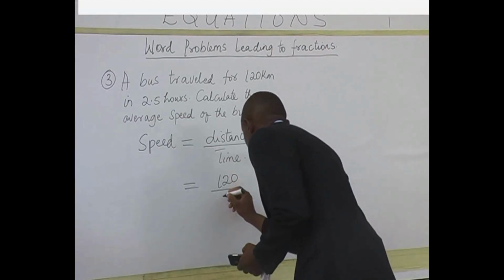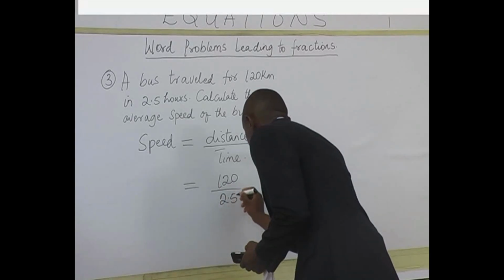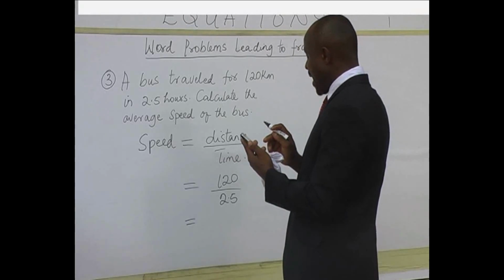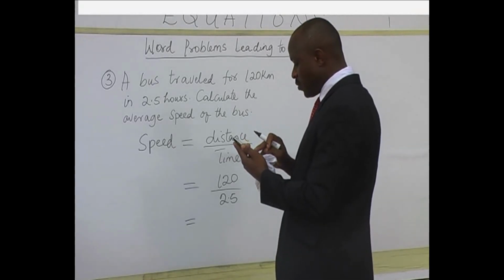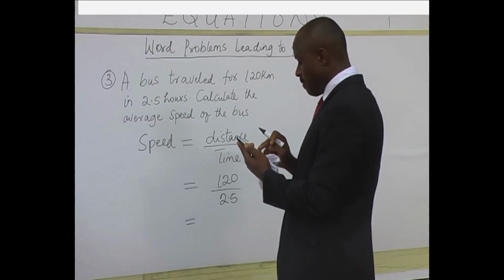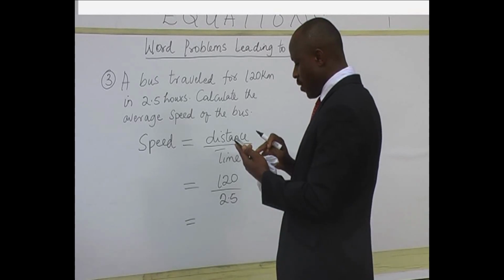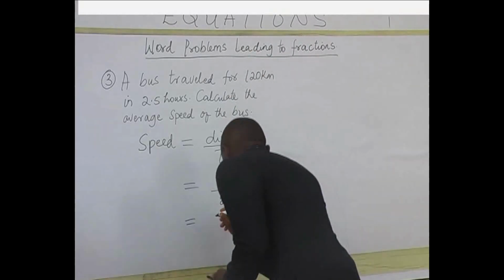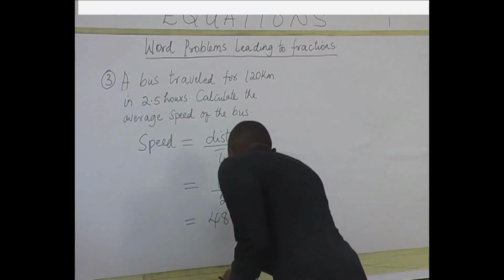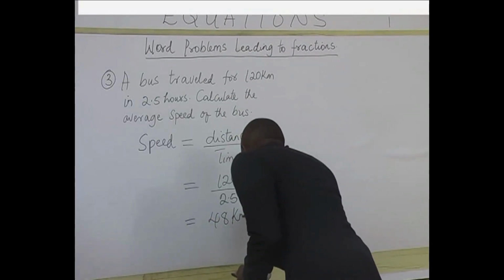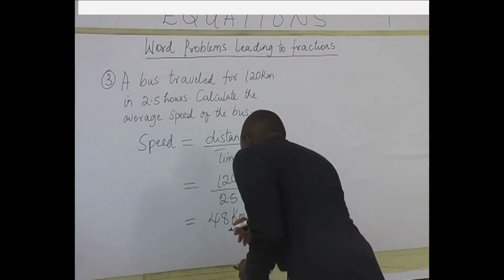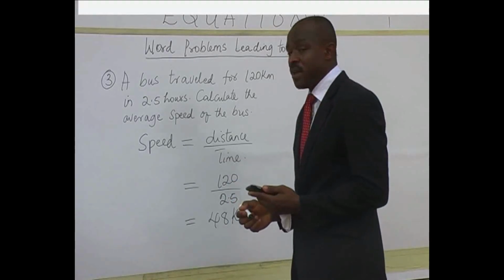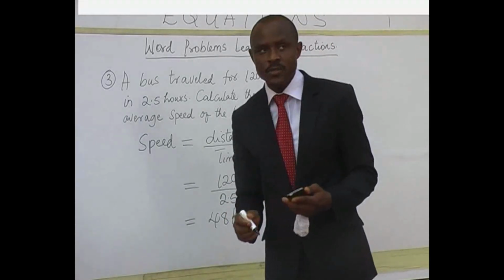And the time was given to be 2.5. Simply use a calculator and divide 120 by 2.5. We have 120 divided by 2.5, and it's giving us 48. So this 48 is now the speed, and it's going to be in kilometers per hour. That is the average speed of the bus.